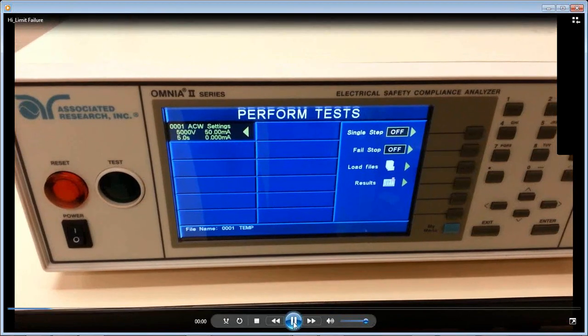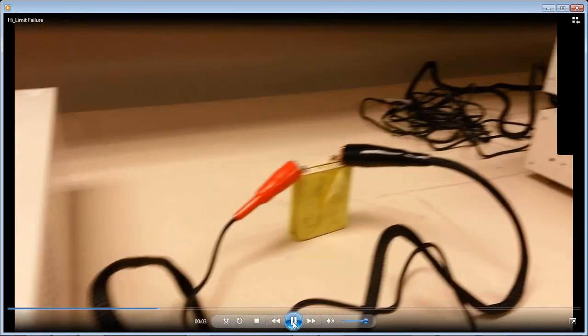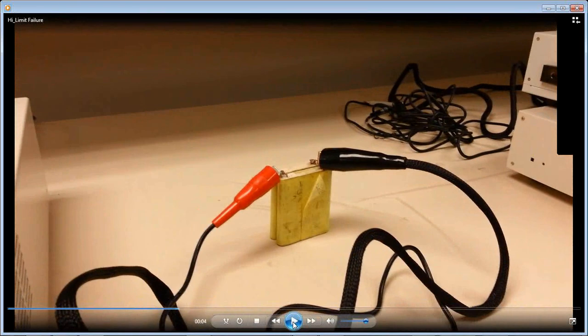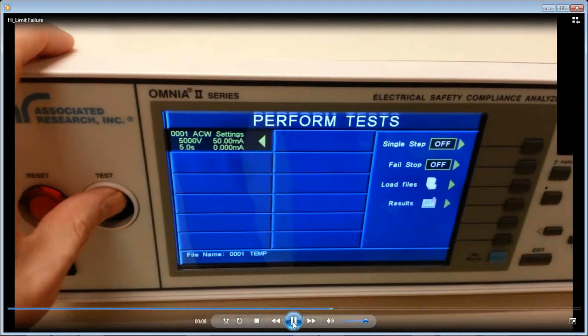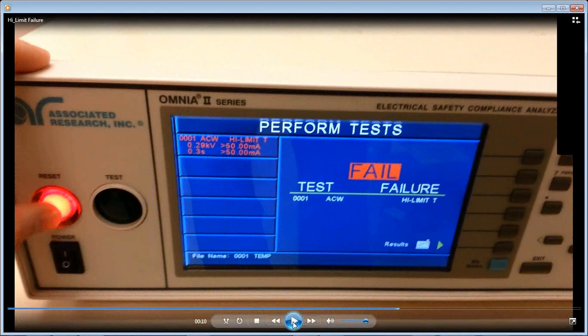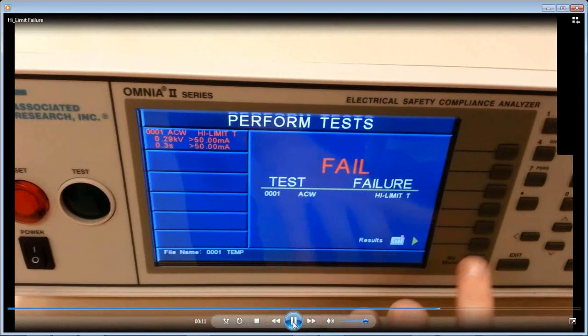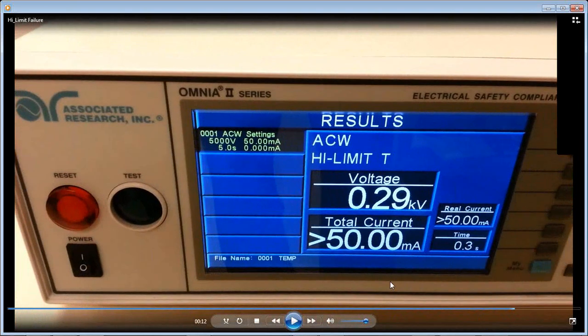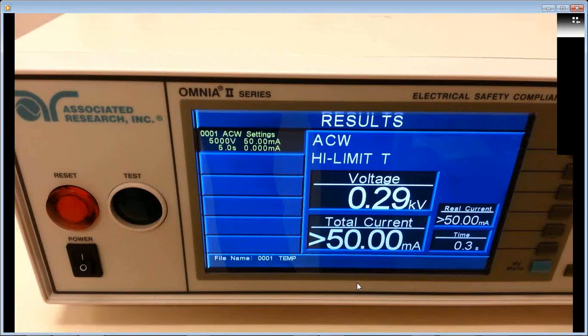And then, even different yet, I want to talk about the high limit failure. So what I have here, I'll pause this for a second. I have my high voltage and return across a capacitor, a rather large capacitor, one that I know is going to cause my instrument to go over its 50 milliamp limit right there. So you can see it's starting to ramp up, but you'll notice on the screen there, now it says high limit T. And it says that because we went over, as you can see on the screen there, it's telling you that the total and the real current went over 50 milliamps. It didn't register it as a breakdown or a short. It knew, hey, I didn't see this high frequency event.